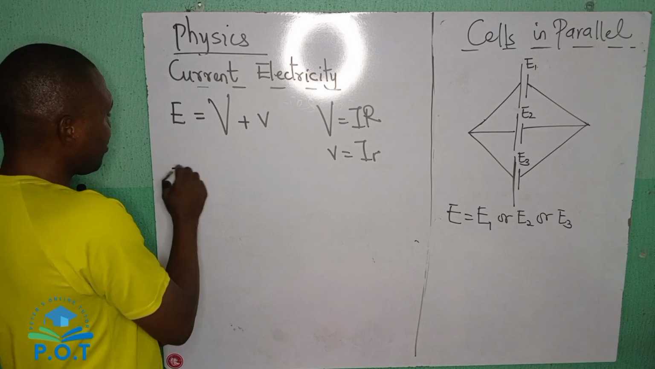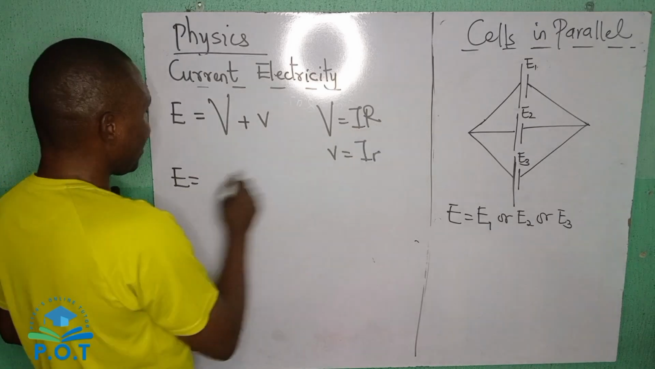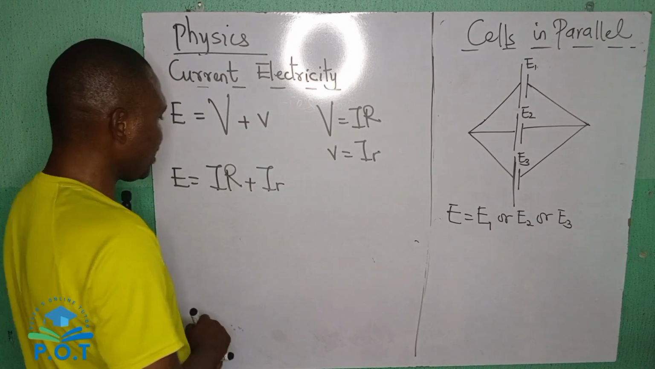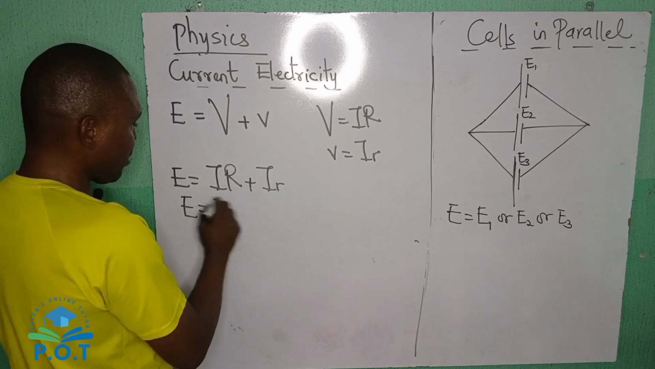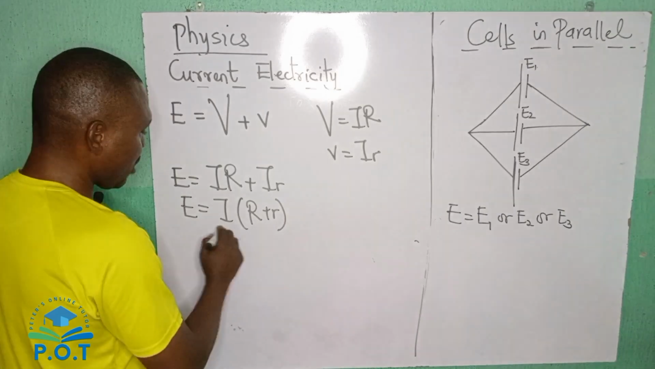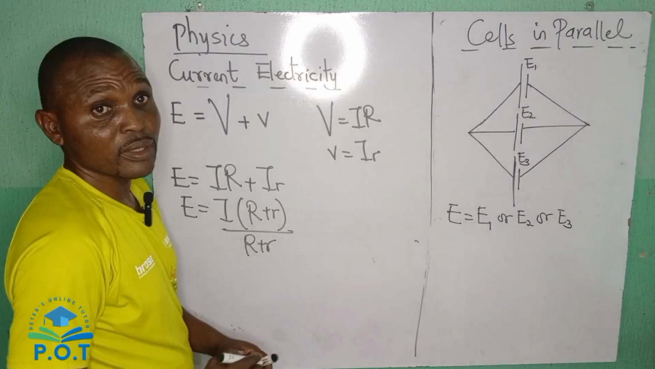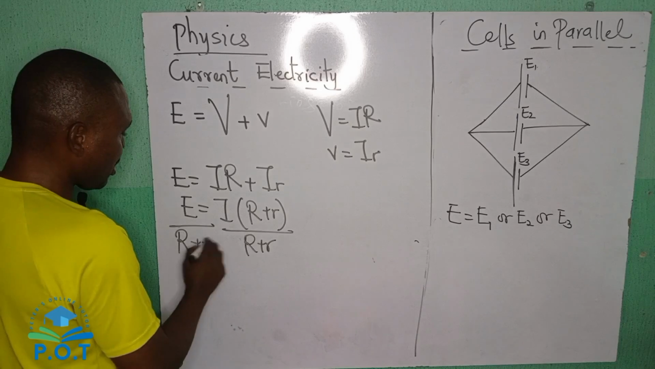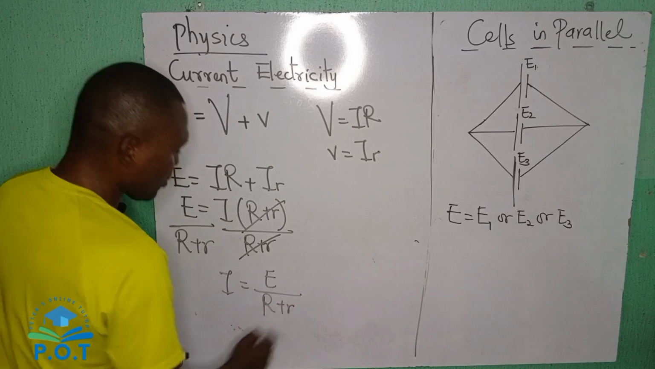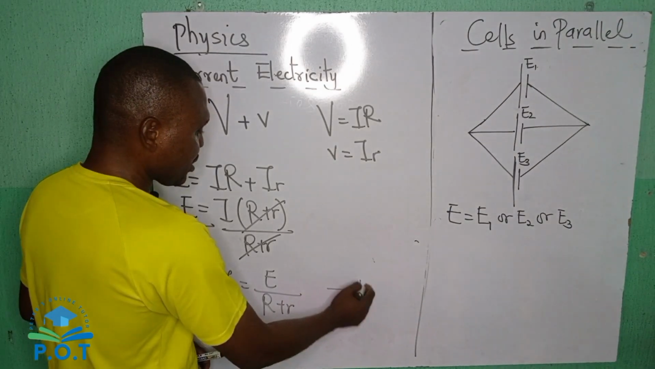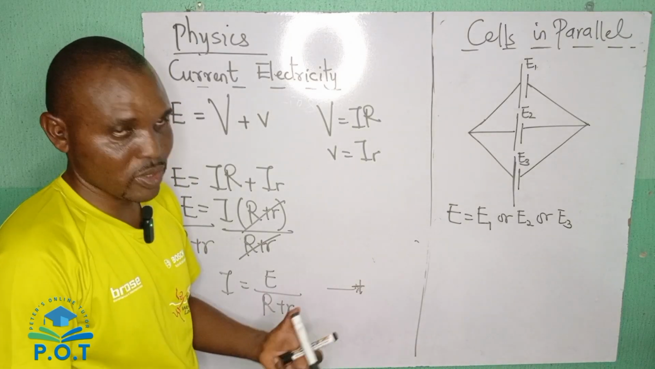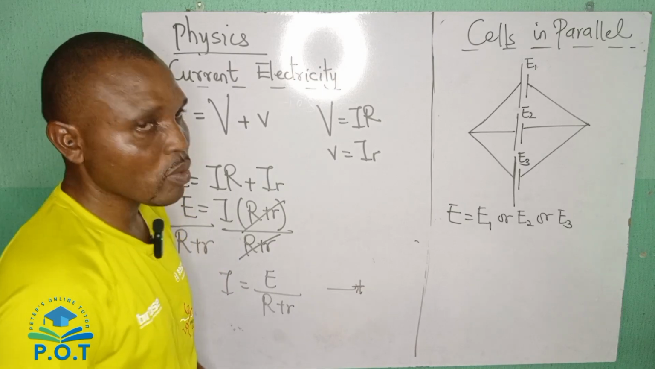Now, my E is equal to V here, which is IR, plus small v here, which is I small r. So my E equals I is common. So I'm having I bracket R plus small r. Now if I want my I to stand alone, I'll be having R plus r over R plus r. So this cancels this. I equals E over R plus r. Now, I want us to take note of this particular formula, because we shall be needing it when we start solving questions. So now let's look at question number 1.